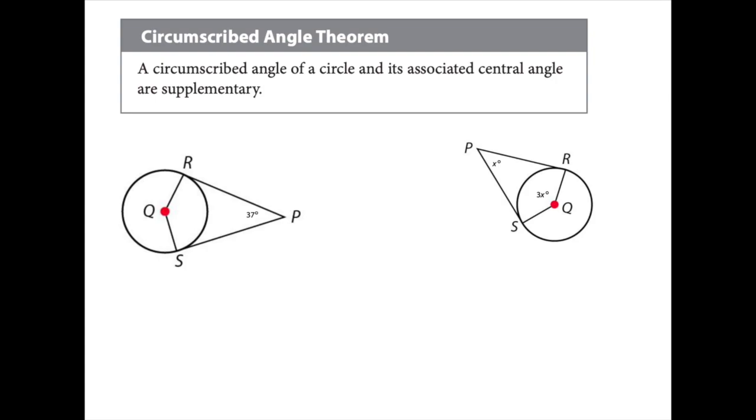Another thing we need to know is this: a circumscribed angle of a circle and its associated central angle are supplementary. Let's take a second to unpack that. So we have a circumscribed angle, and forgive me on the colors there, an associated central angle. This would be our center, and so what it's saying is, we have a circumscribed angle, and that circumscribed angle has to do with the intersection points here.